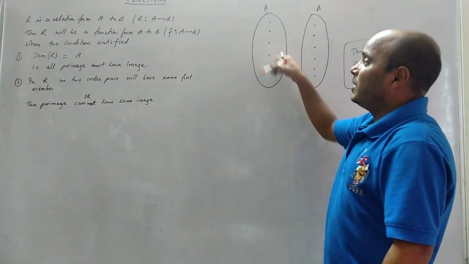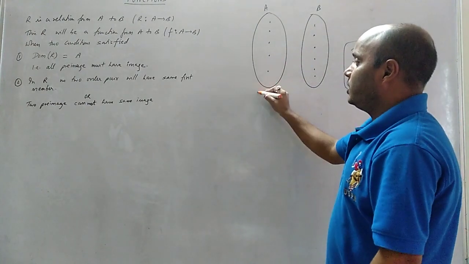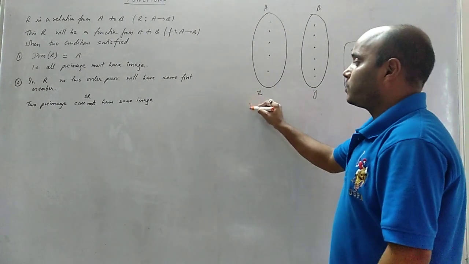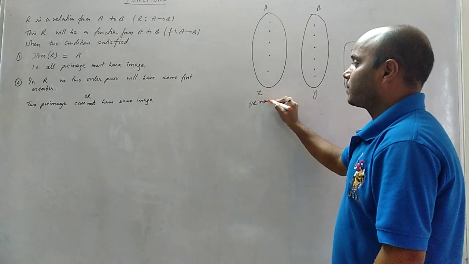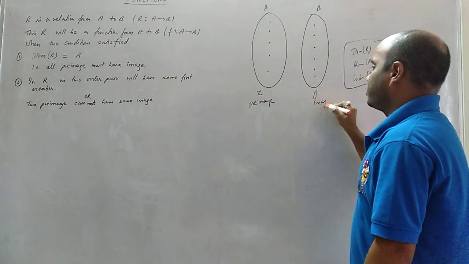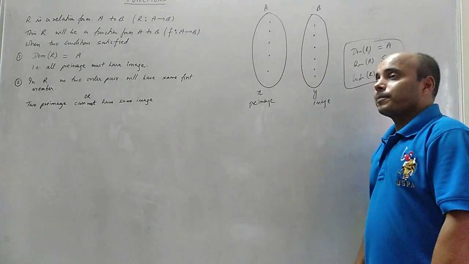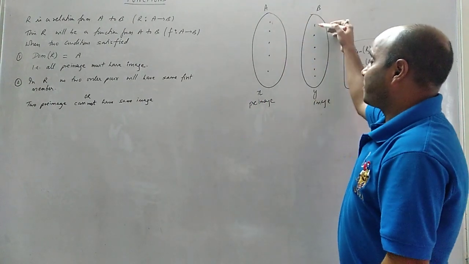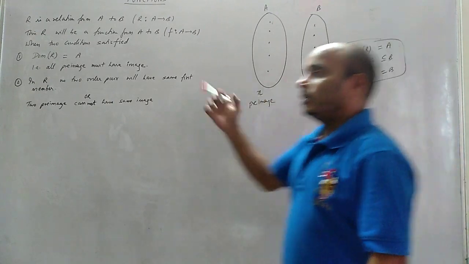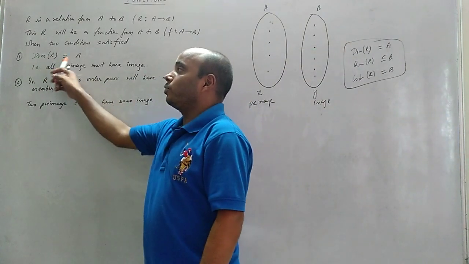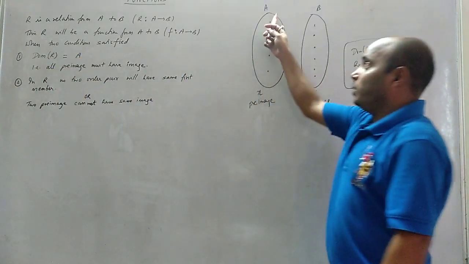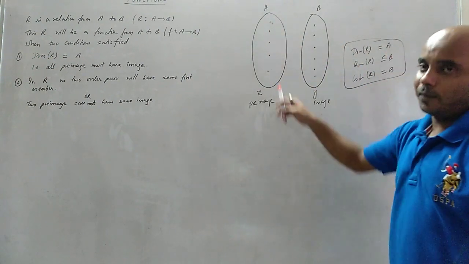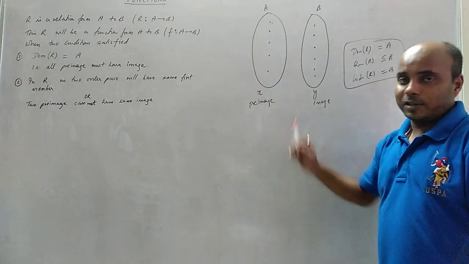Now, these elements have different names. We sometimes name them X, Y. Sometimes we call them pre-image, and these are image. So you use these words. Okay, understand now? So all the pre-images will have some image. So that is the meaning of domain of R equals A. Whenever I say domain of R, this is a relation where, when I calculate the domain of R, it comes out equal to the whole first set.